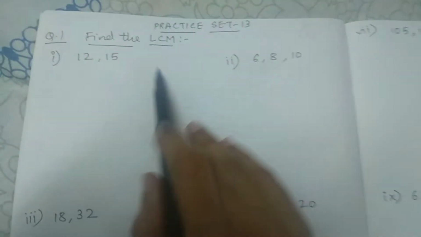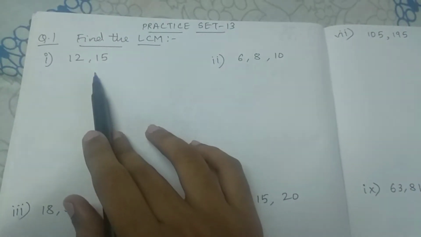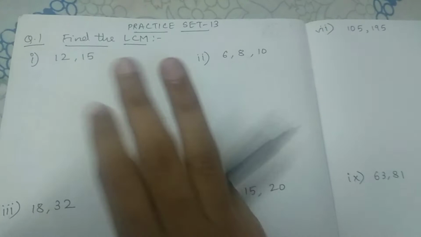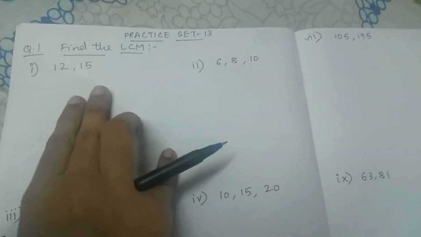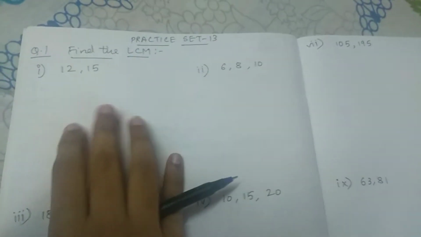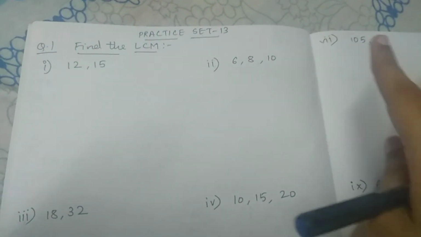Practice set 13. Find the LCM. Again we will be using the prime factorization method to find LCM, but instead of doing it separately, we will combine both numbers as we saw in the previous lecture, so that it will be easier to find the LCM of 3 numbers, 4 numbers also.